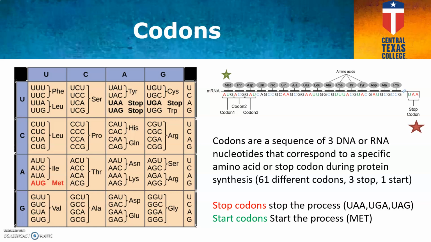So those 3 different stop codons are UAA, UGA, and UAG. And then the only start codon is MET, or Met. And as you can see here, here's an example little transcription thing. Here's the amino acids. Here's the stop, here's a start, and these are just the 3 different codons.